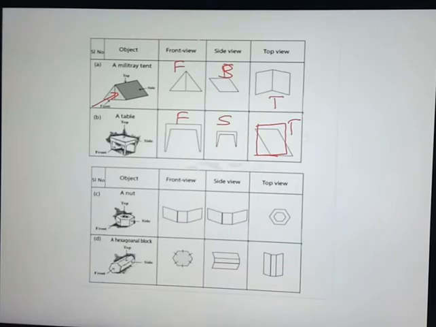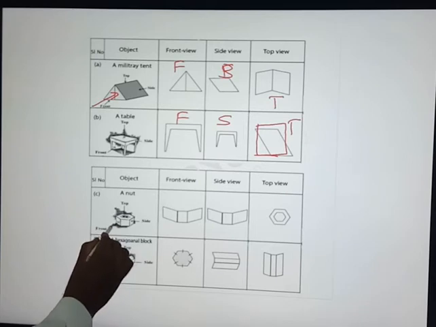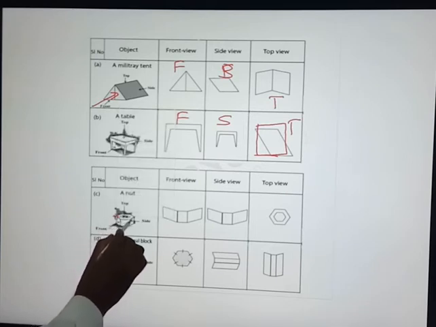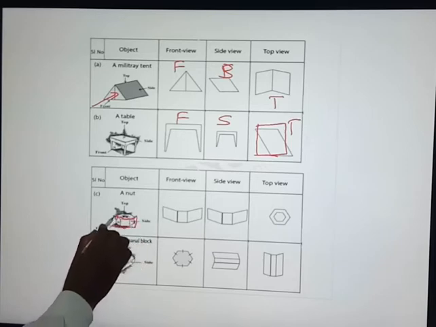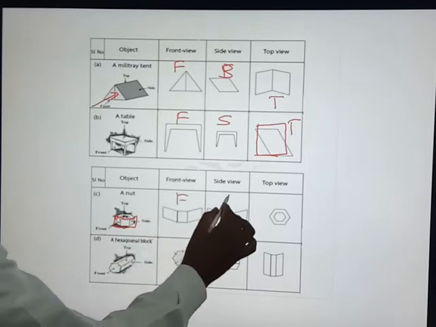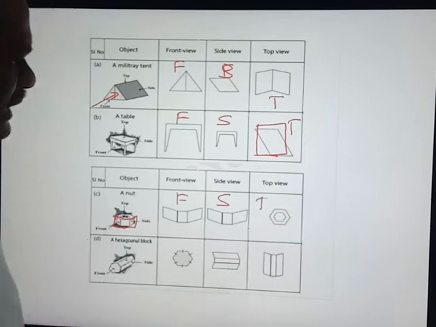So now the nut view. Look at this nut. Front view: from the front you can see only this much portion. So this is the front view. Side is also the same. Front and side are the same, and the top view looks like two hexagonal shapes.